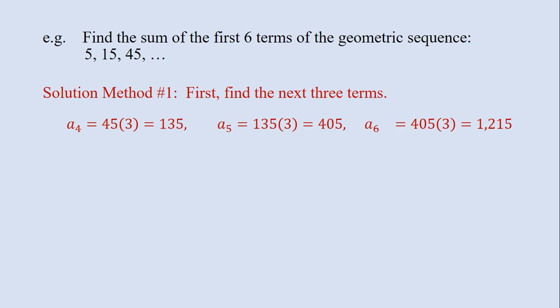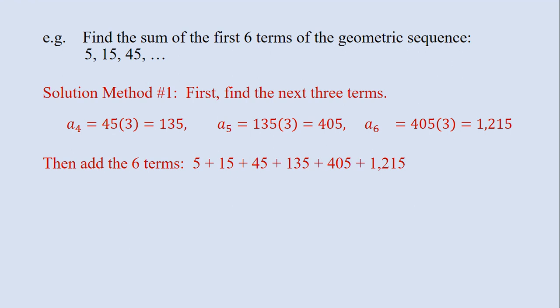A sub 4 would be 45, which is a sub 3, times r, which is 3, and that's 135. A sub 5, I could take a sub 4 and multiply by 3, 405, and a sub 6, take a sub 5 and multiply by 3, and I get 1,215.